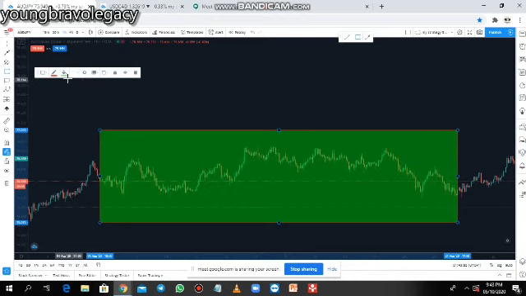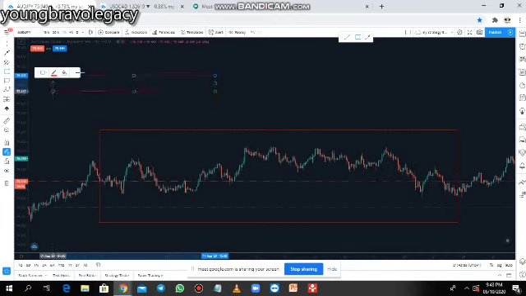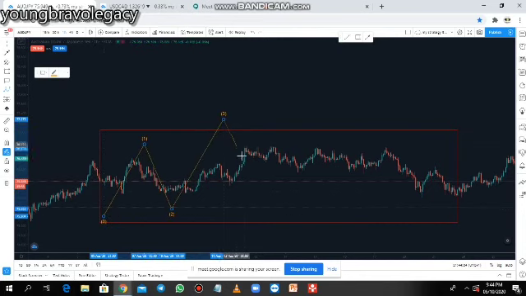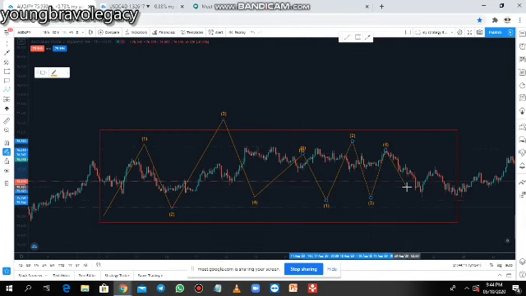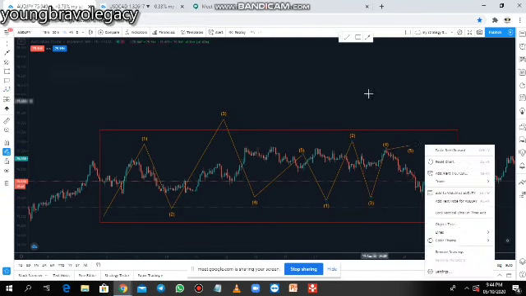Now this is a consolidation trend, guys. If you look at everything that's happened here, price is just moving sideways. This is how price moves in a consolidation trend. Price will just be moving inside a box. A consolidation trend is like a box. Price will be moving inside that box.